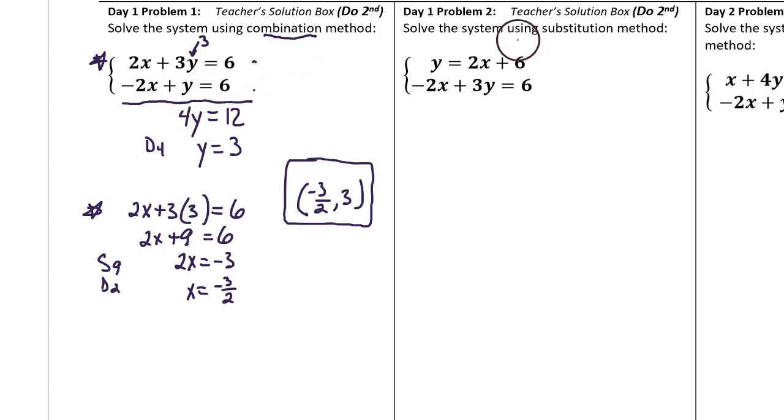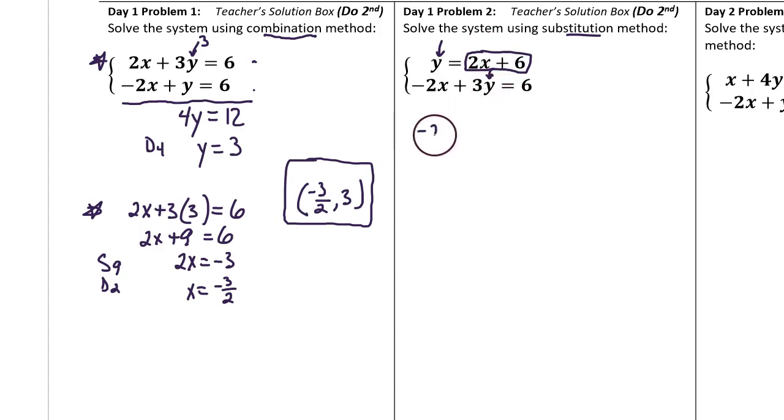Day 1, problem 2. Solve the system with substitution method. The key step in substitution method is to have one of the equations solved for one of the letters. And I notice the first equation has been solved for y. Take this binomial and substitute it for the letter y in the other equation.